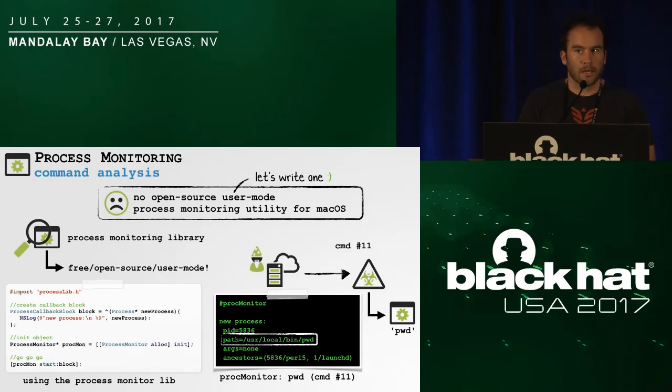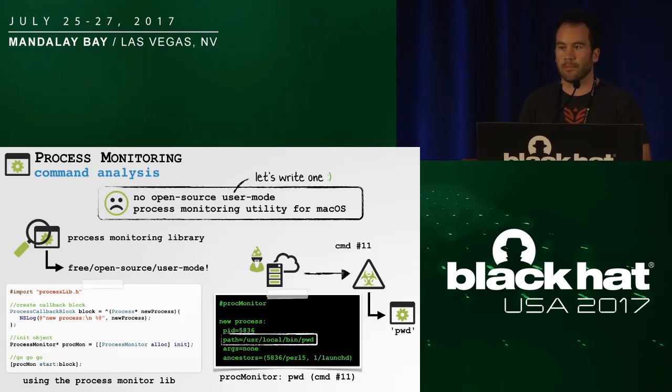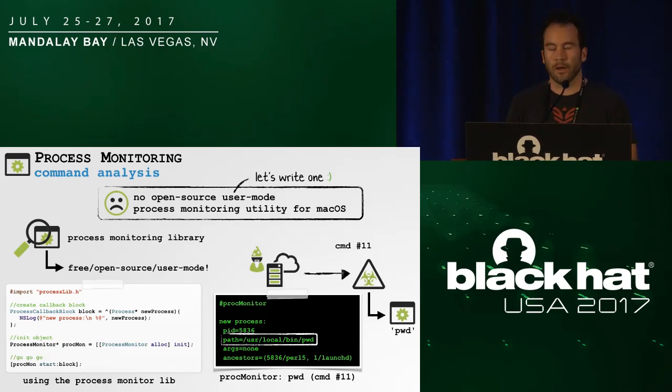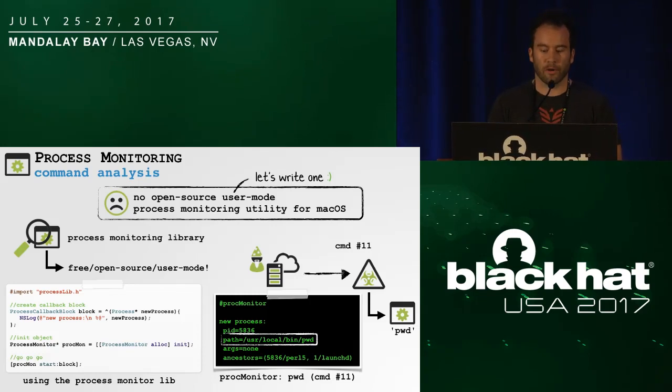Next is process monitoring. Unfortunately, as far as I know, there was no open source, free, user mode process monitoring utility for Mac OS, so I decided to write my own. What it does is it interfaces with the audit subsystem. It's actually really easy to do. Once you link the library, you can see code on the slide. It's about 5 or 6 lines of code. Basically, you link in the library, instantiate a process monitor object, and then pass it a block that will be automatically executed by the library every time a process starts. So for example, via command number 11, we can see that when the process monitor runs, it sees the malware executing the pwd command to get the current working directory.